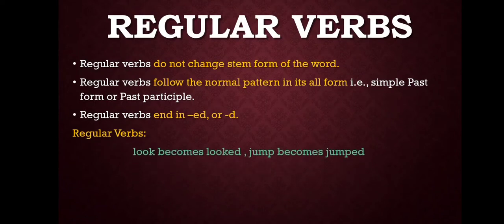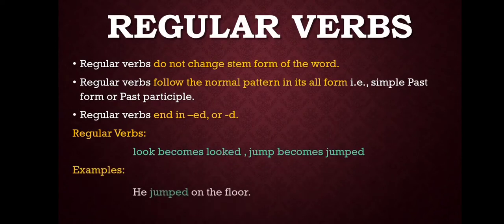So take an example over here. If the main verb is look and you want to change it into simple past form or past participle form, it would be looked: look, looked, looked. If it is jump, then it would be jumped. So you are ending it with the suffix ed, and now it has changed its form into the simple past form or past participle form.